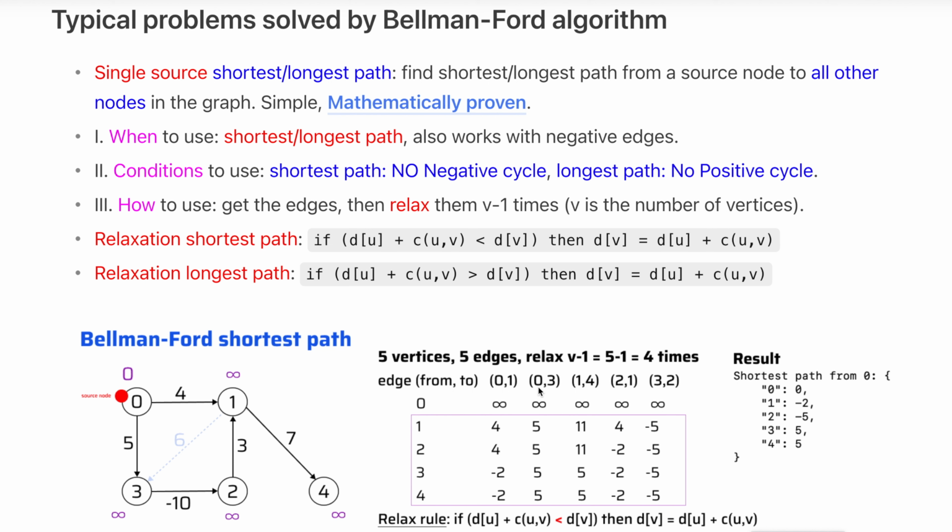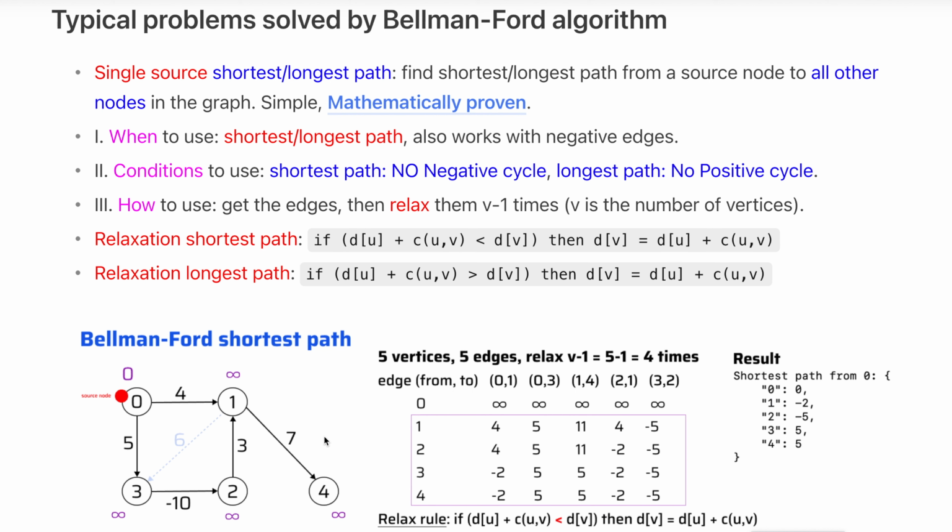And then we have edge 0, 3, which is from node 0 to node 3. We have edge 1, 4, which is from node 1 to node 4. We have edge 2, 1, which is from node 2 to node 1. And we have edge 3, 2, which is from node 3 to node 2. That's all our 5 edges. We also have 5 vertices, 0, 1, 2, 3, 4. So we're gonna relax these 5 edges 4 times.